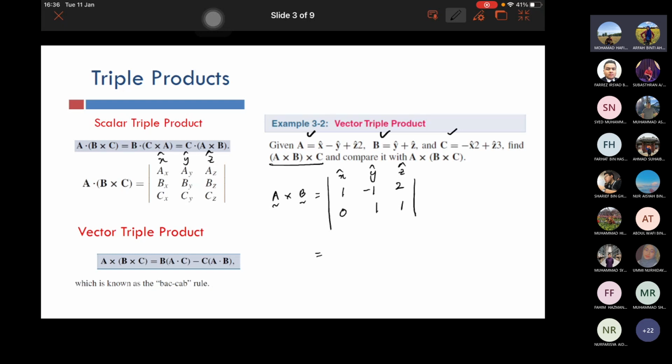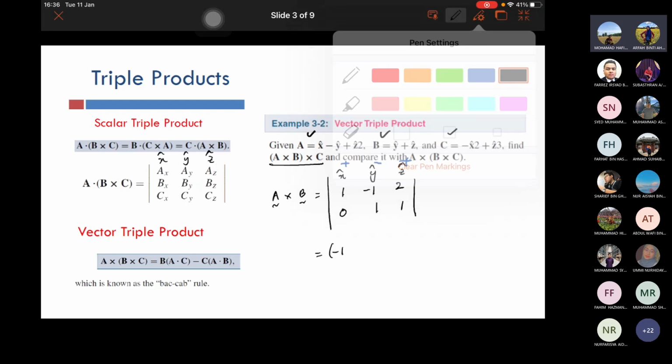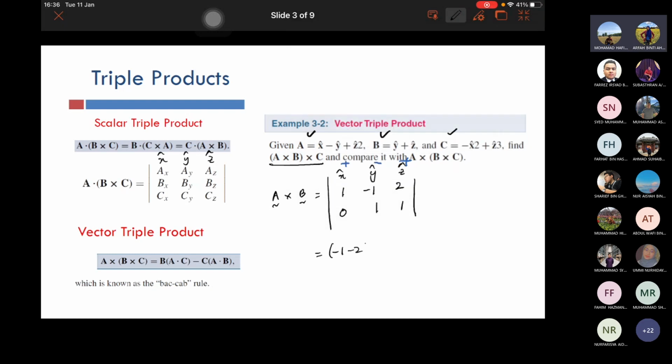So settlekanlah dia punya cross product. So 1 darab 1 jadi -1. So you are going to have a plus minus plus sign. So it will become -1 minus 2 for X hat minus 1 minus 0 for Y hat plus untuk Z is 1 minus 0 for Z hat. So equal to -3 X hat minus Y hat plus Z hat.